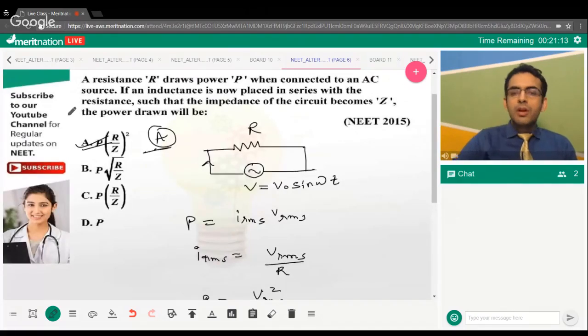So I hope it's clear to all of you. In this way you try more questions. If you are preparing for NEET, just do more questions like this, then it will be perfect.